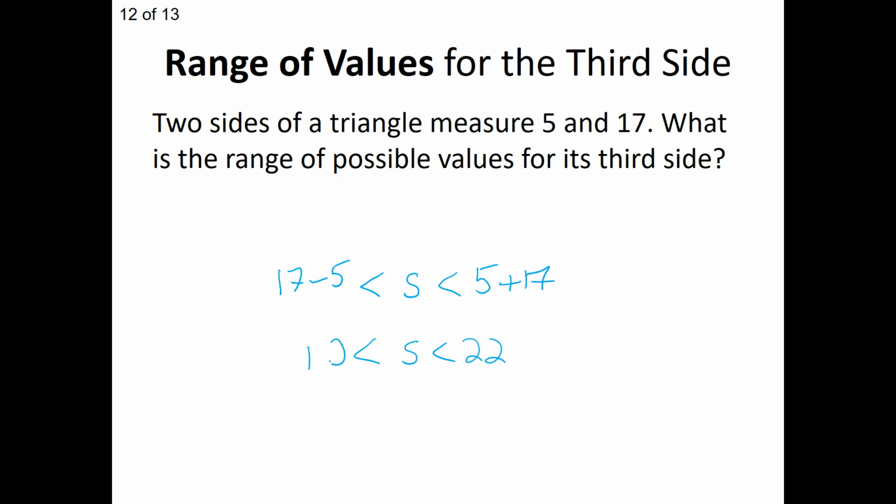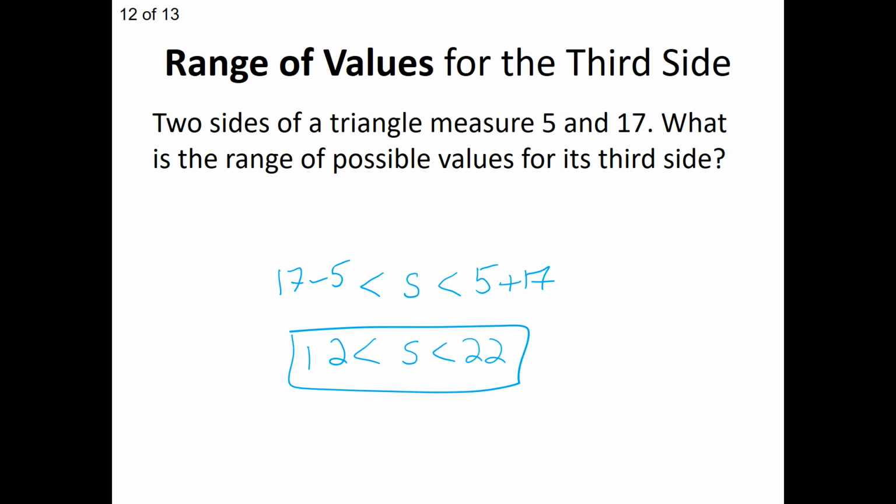This right here is the range of the possibilities of the third side. If I pick any value between 12 and 22, not including them, then it will satisfy the triangle inequality. But if I pick a value outside of this range, it won't work. Think about it. Let's say I pick the value of, I don't know, 25. If I add 5 and 17, it gives me 22. Is that greater than 25? No. Okay, it then doesn't satisfy the triangle inequality.